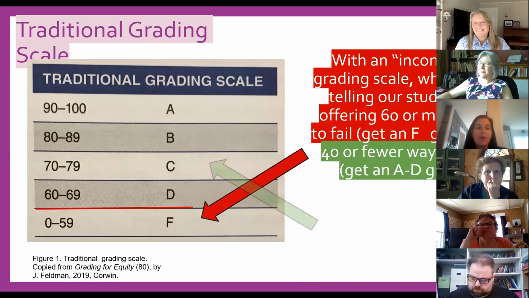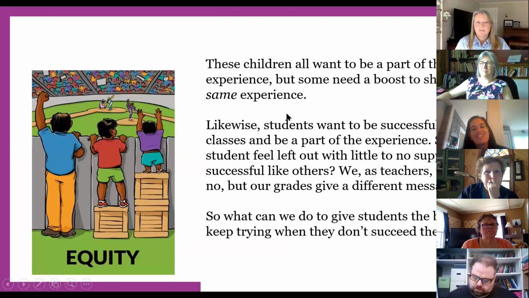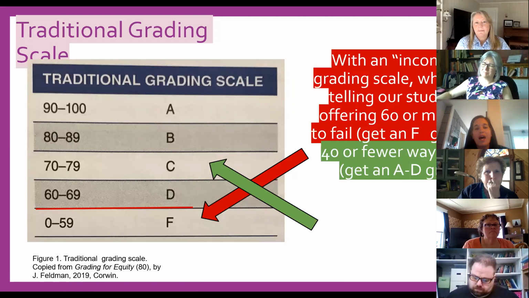So what I was saying was, when you have an incomplete grading scale, what are you telling your students? If you look at this image here, you have 0 to 59, perhaps, if you work on this traditional grading scale, or sometimes even more if your school doesn't show passing until they've reached a 70. You're offering 60 plus ways to fail and only 40 or fewer ways to get an A through a D grade. So if you can shrink that to be more equitable with students, everyone needs a boost.